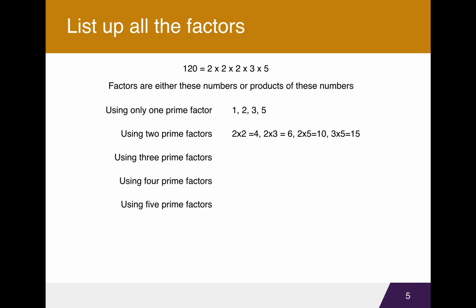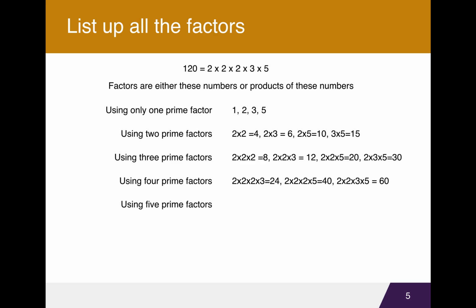And then using 2 prime factors, 2 times 2 is one combination, and 2 times 3, 2 times 5, 3 times 5. And if we use 3 prime factors, 2 times 2 times 2, or 2 times 2 times 3, or 2 times 2 times 5, or 2 times 3 times 5. And using 4 prime factors, 2 times 2 times 2 times 3, 2 times 2 times 2 times 5, or 2 times 2 times 3 times 5. And if we use 5 prime factors, it's 2 times 2 times 2 times 3 times 5. And you completed the list, and the answer is 16 factors.